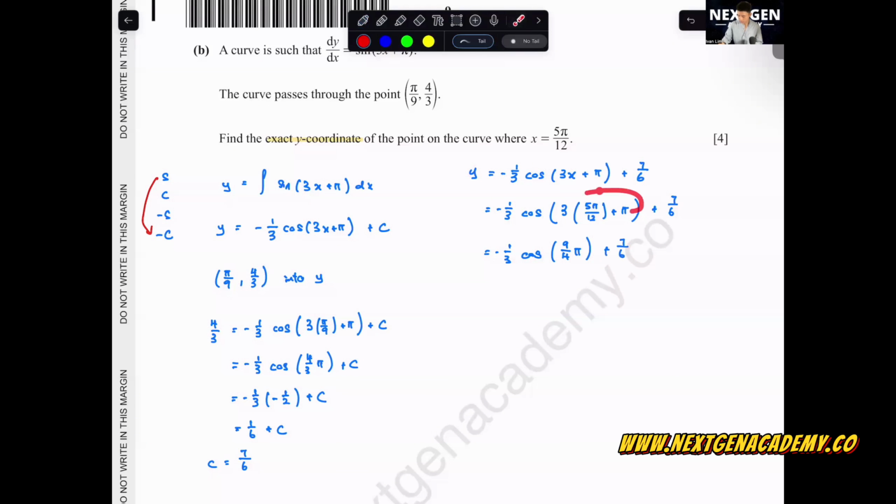This one, I won't type the whole thing into a calculator. Whatever you can simplify, simplify it first. Okay, then also another thing, this is all in terms of radian. So the calculator here will give negative 1 over 3 sec 2 over 2 plus 7 over 6. Open up the bracket, we get negative sec 2 over 6 plus 7 over 6. This is the final answer.